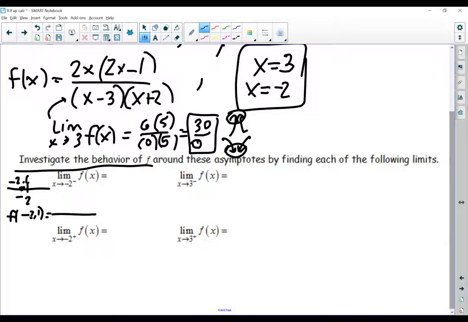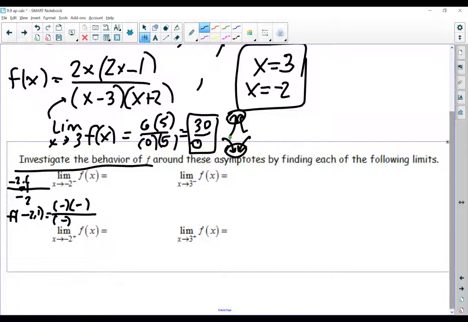So if I do 2 times negative 2.1, I end up with a negative factor. If I do 2 times negative 2.1 minus 1, I end up with a negative factor. If I do negative 2.1 minus 3, it's a negative factor. I don't care that it's negative 5.1. I just care that it's negative. Negative 2.1 plus 2 is a negative factor. So if I look, I end up with a positive numerator and a positive denominator, which means the answer would be positive. Since I know the answer is positive and I'm just to the left, I know it's going to positive infinity.